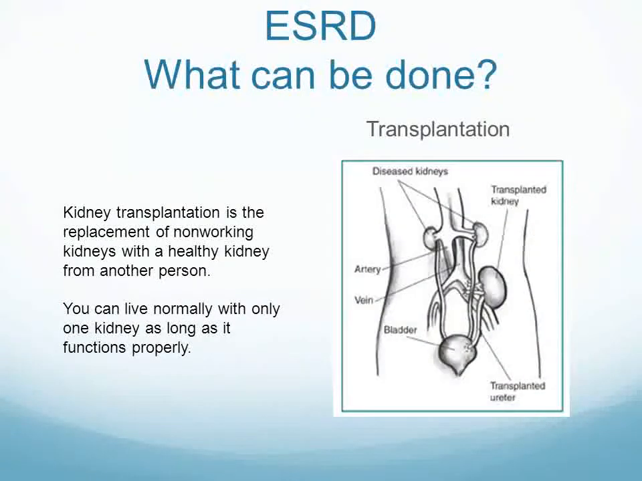The other option would be transplantation. A kidney transplant is the replacement of a non-working kidney with a healthy person's kidney or a donor kidney. As we said before, you can normally function with one kidney as long as it functions properly. The way they do that is they place the donor kidney into the abdomen. They connect all the blood vessels as well as the ureter, and then they leave the two kidneys in place as long as there's no infection or other problem that they're causing.